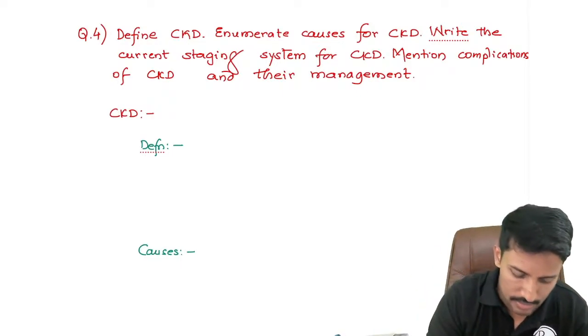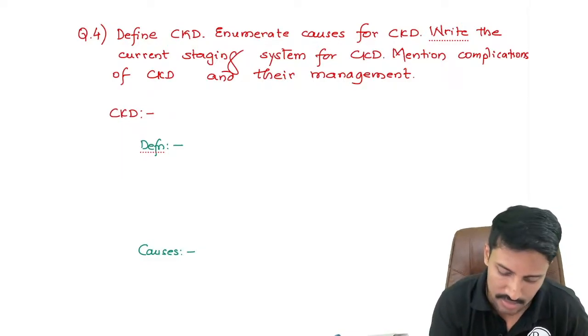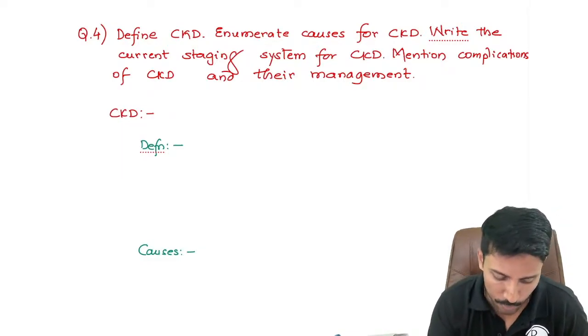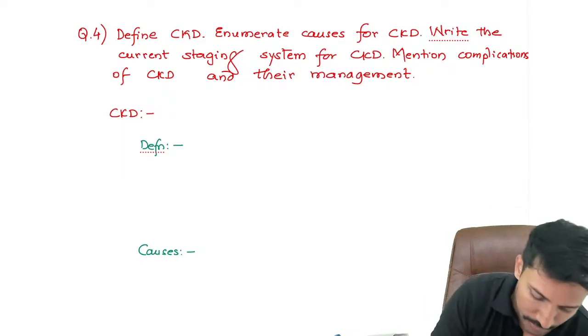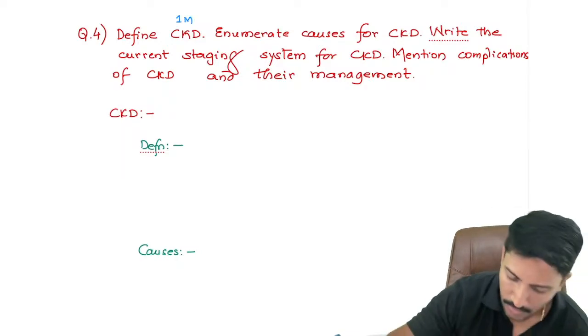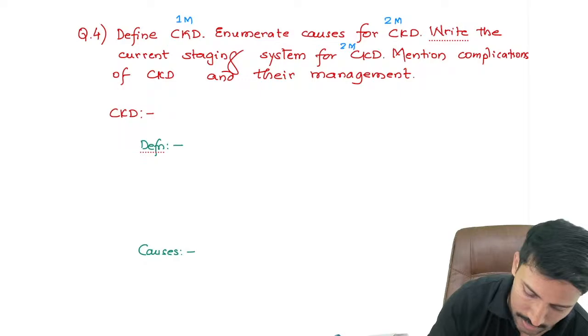So the question goes like this: define CKD, enumerate the causes for CKD, write the current staging system for CKD, and mention the complications of CKD and their management. This is literally a 20-mark question. The definition of CKD will carry 1 mark. The causes for CKD will carry 2 marks. The current staging system for CKD will carry 2 or 3 marks.